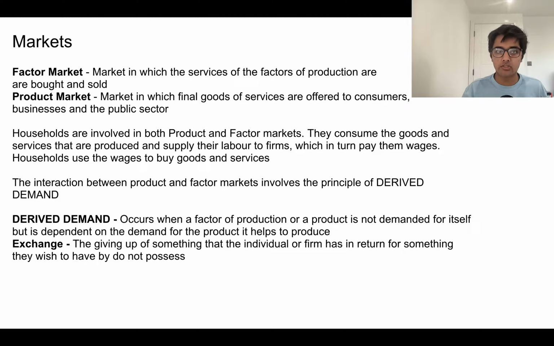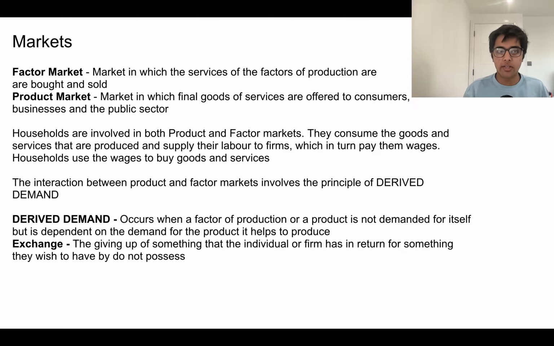A factor market is a market in which the services of the factors of production are bought and sold, such as land, labour, or enterprise. You sell your labour in the factor market in return for wages. However, a product market is a market in which the final goods or services are offered to consumers, businesses, and the public sector. For example, you buy groceries from Asda or Tesco, and these are the product markets.